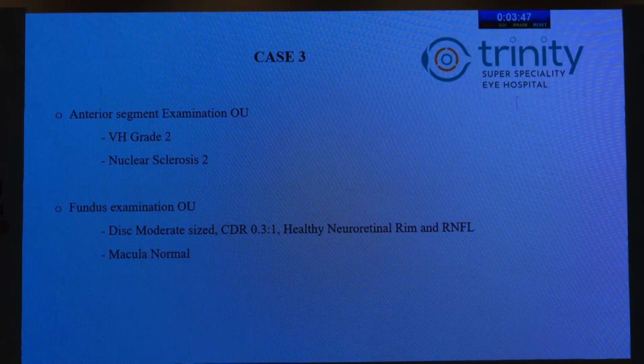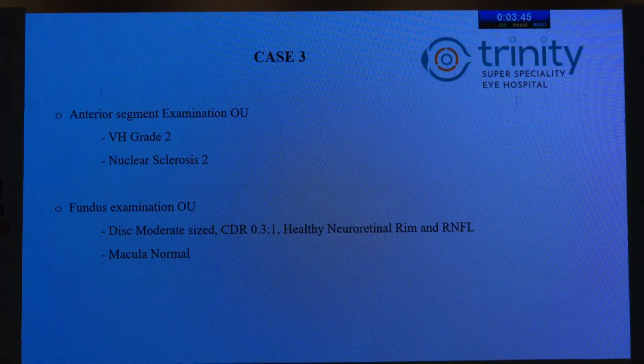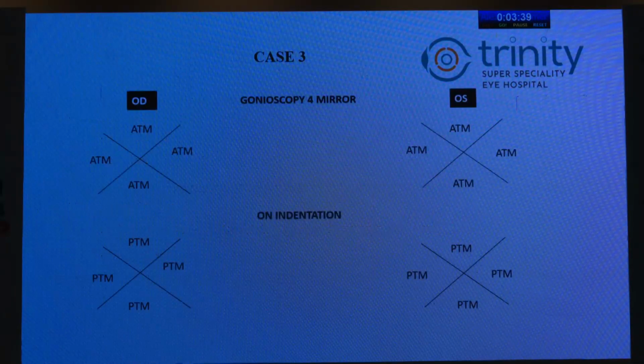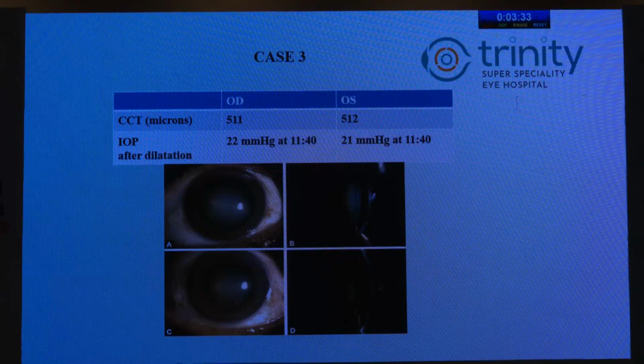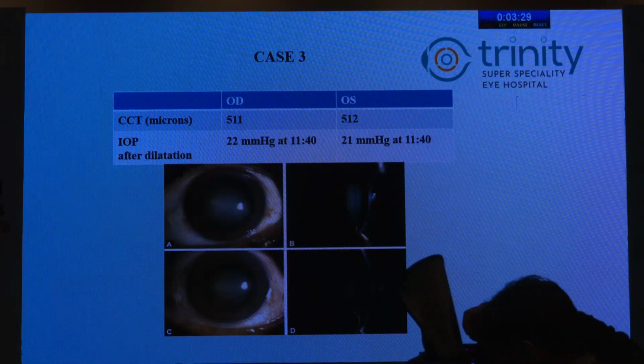Now this is one situation which most of us face in our clinical practice, where you have a cataract with a slightly borderline IOP, and obviously when you do a gonioscopy it will be occludable, and on indentation it might open up. So in such cases you will be a little doubtful whether to dilate the patient initially or whether to go for an iridotomy first.